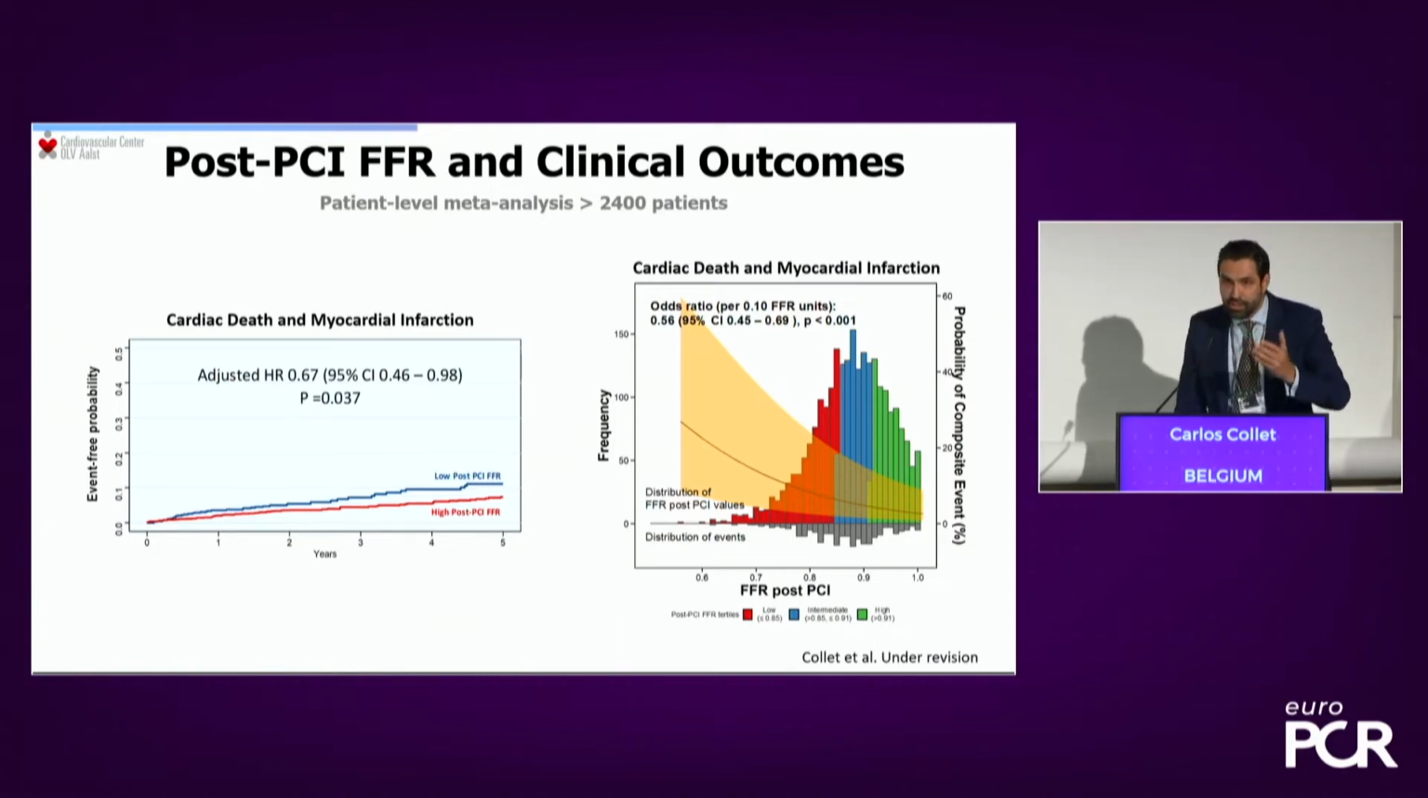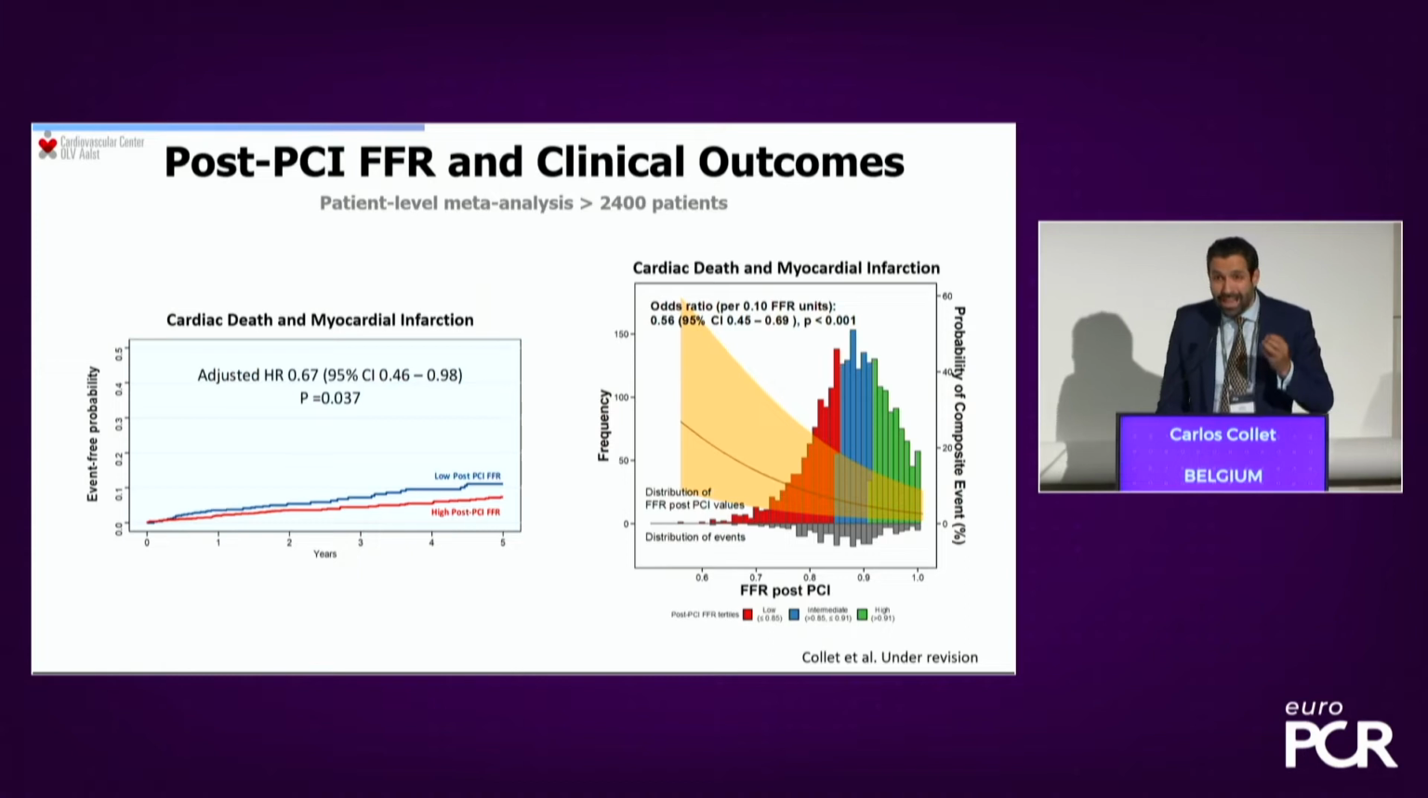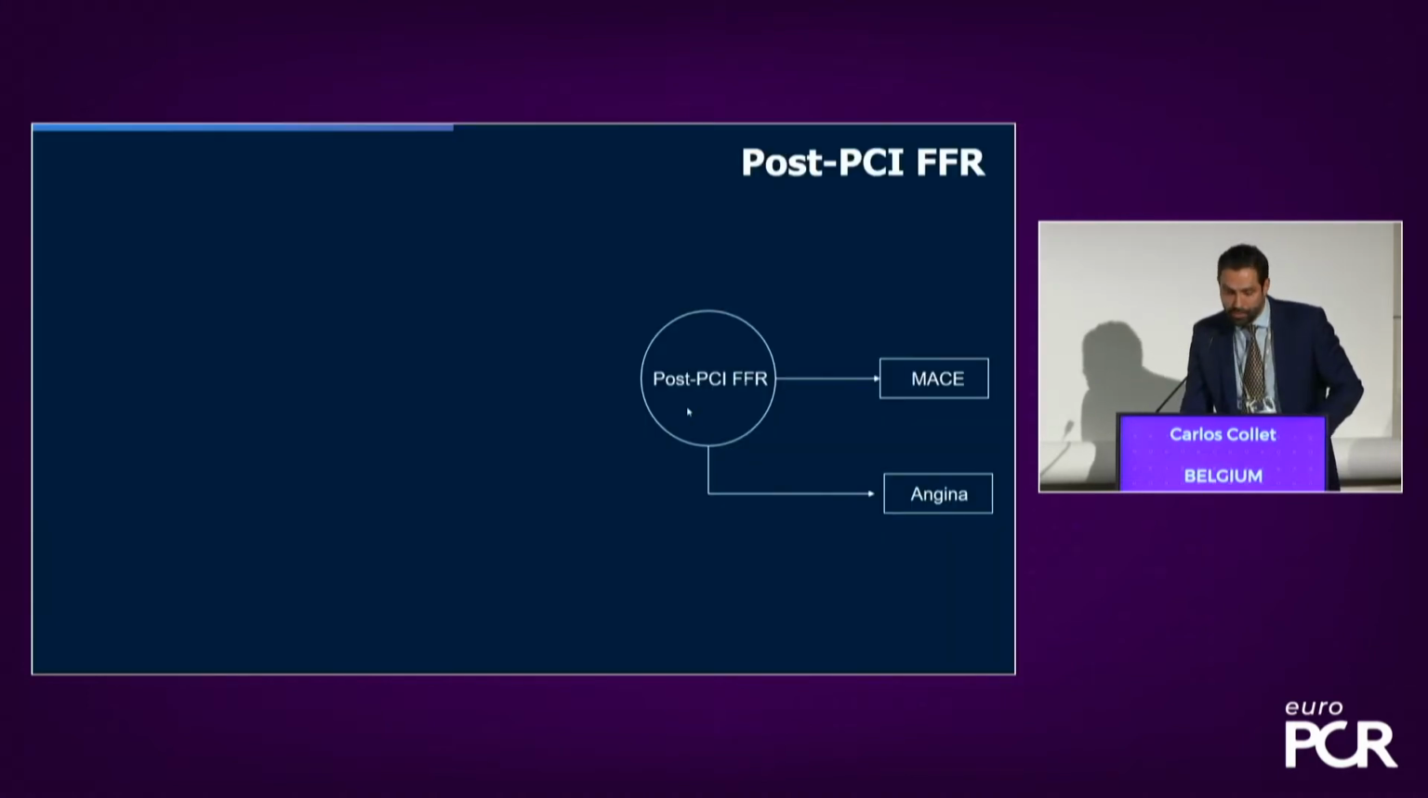Of course, this is easy to see high and low, but actually post-PCI FFR, as pre-PCI FFR, is a continuous metric with lower values of post-PCI FFR conferring higher risk for death and MI.